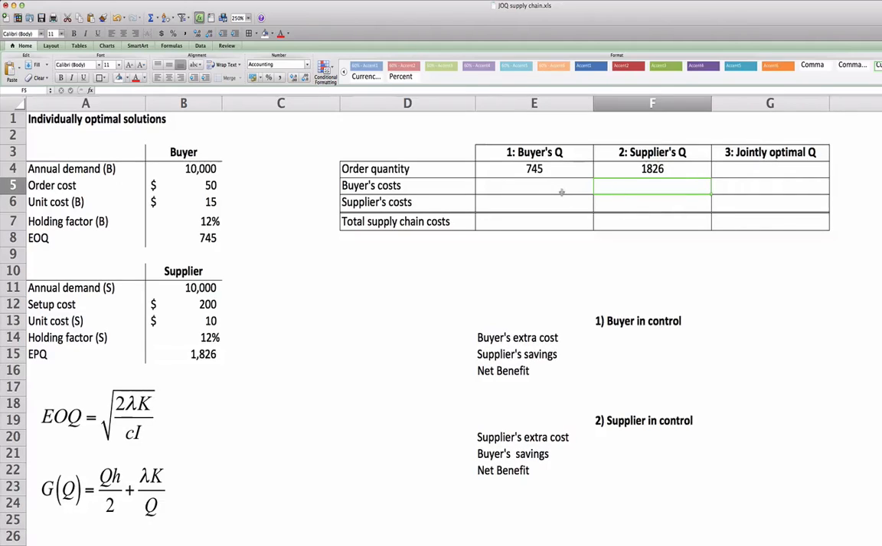So what I would like to do first is compute the buyer's and supplier's cost for each of these solutions. Let's look at the buyer first. If the buyer can impose her EOQ, the buyer will minimize her own private or individual costs. And of course, these costs are simply the sum of inventory holding cost and order placement costs.